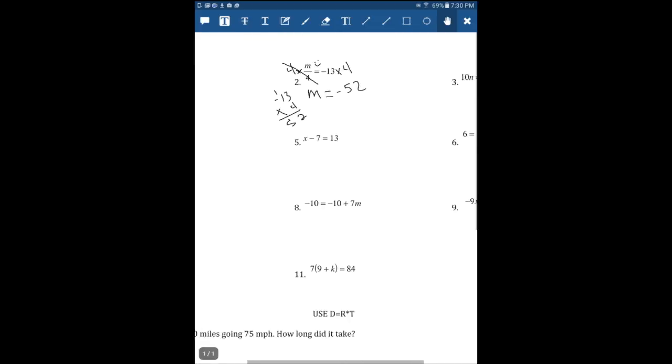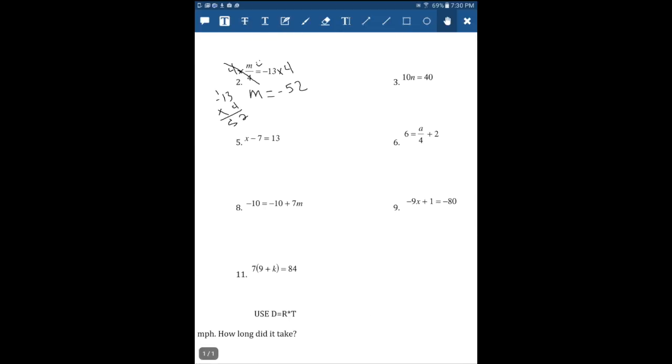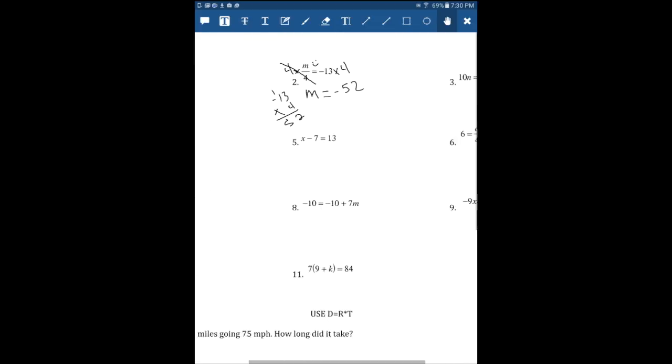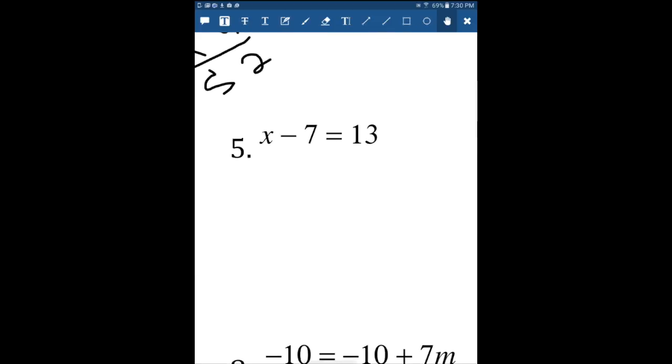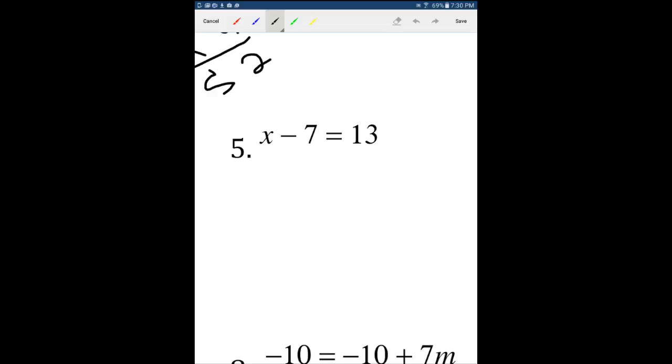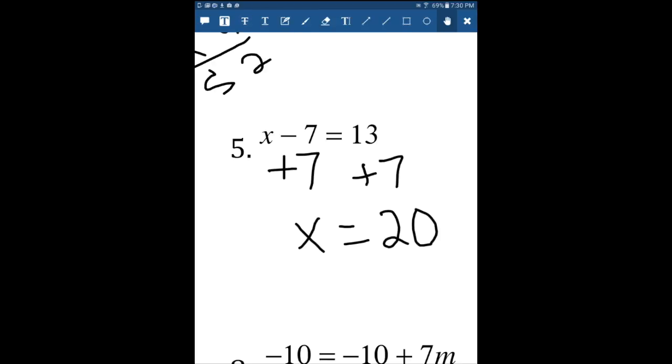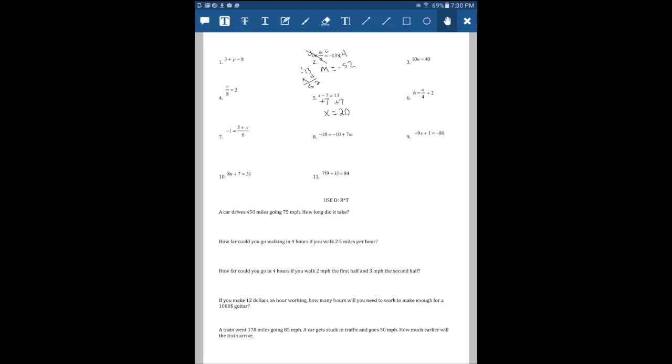So we did a division one. Multiplication here in number 3, let's skip that one. Let's do number 5. That one looks good. So we have x minus 7 equals 13. We want to find x. We're going to do the opposite of minus 7. We're going to add 7, plus 7. X equals, don't even need the calculator for that one, x equals 20. Boom, done. Easy, easy.